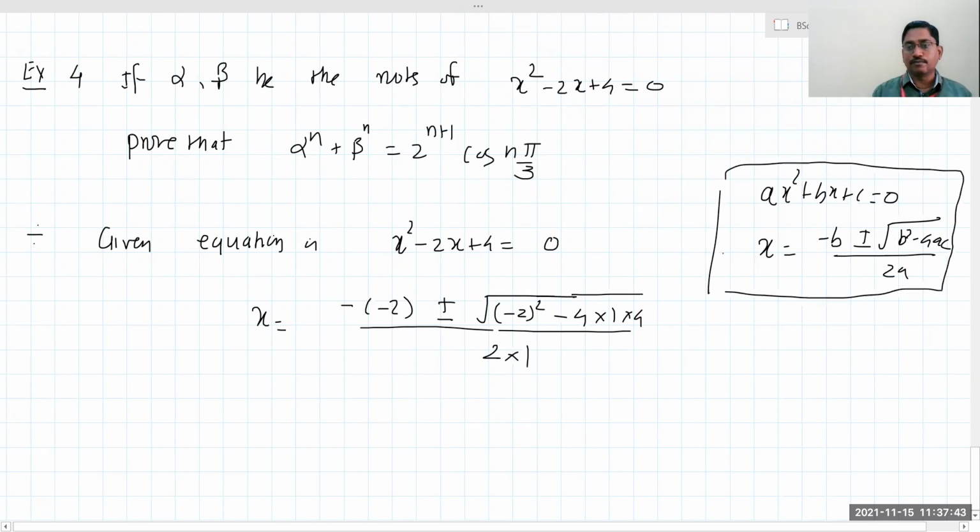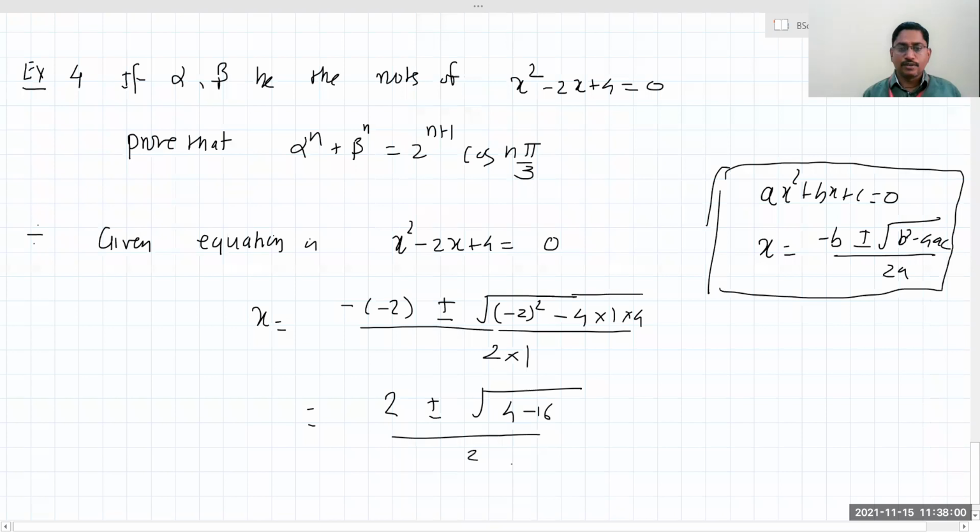By this way, we can find the roots of these equations. So I have to just simplify this. Minus minus, it is plus 2, plus or minus what is inside. So minus 2 square is 4, 4 into 4 minus 16, divided by 2. So what next? 2 plus or minus, it is minus 12.